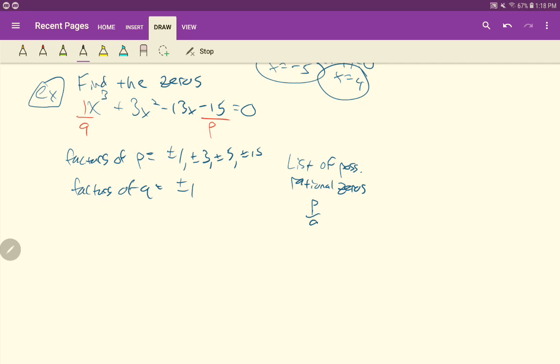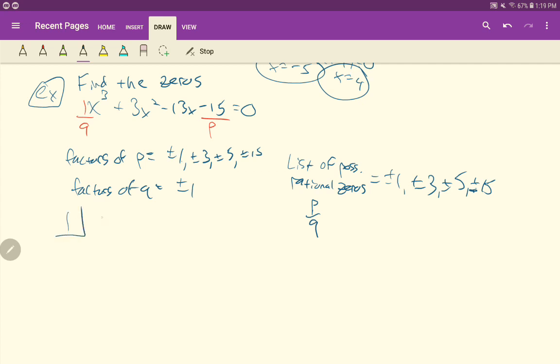And so our list of possible rational zeros, again, it's going to be p over q, right? So we're going to have 1 over 1, 3 over 1, 5 over 1, and 15 over 1. So plus or minus 1, plus or minus 3, plus or minus 5, plus or minus 15. Okay, and we'll just guess and check here to see which ones work. Let's just try one and see if it works.